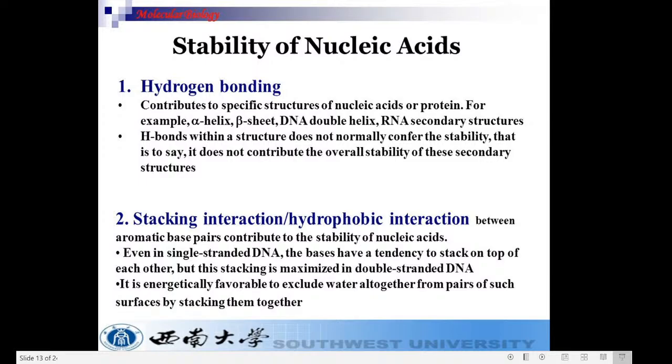So there is higher stability. The stacking interaction provides better understanding, better interaction. But in the single strand, there is less stacking interaction or hydrophobic interaction. So it can be changeable in any form.